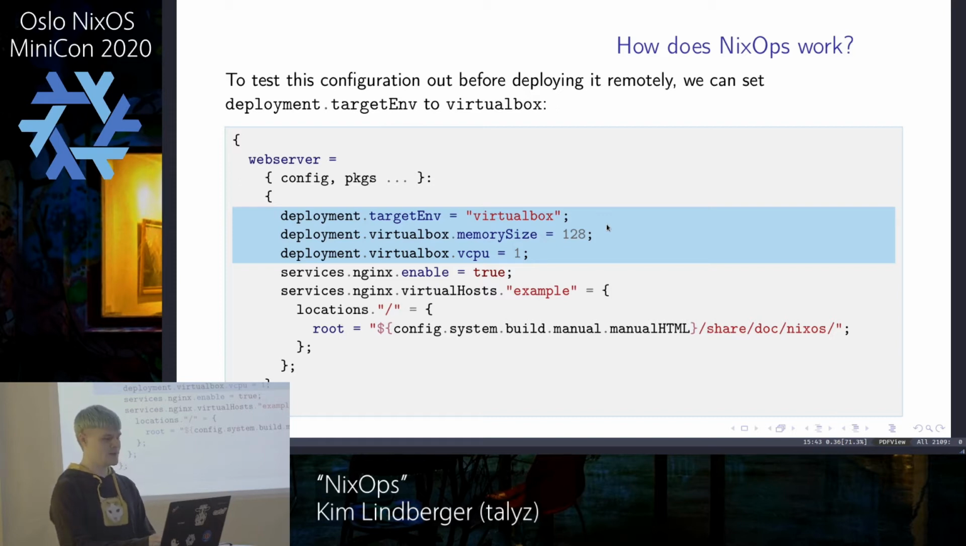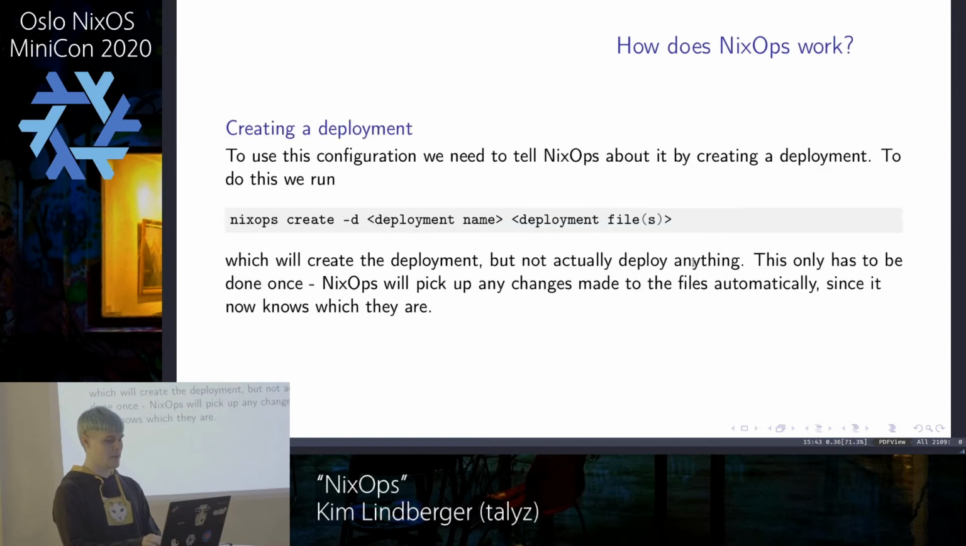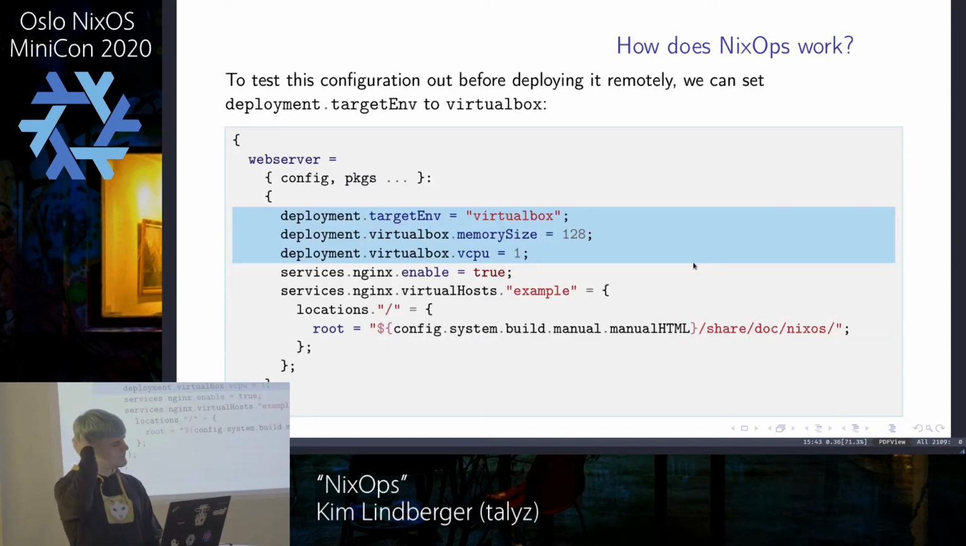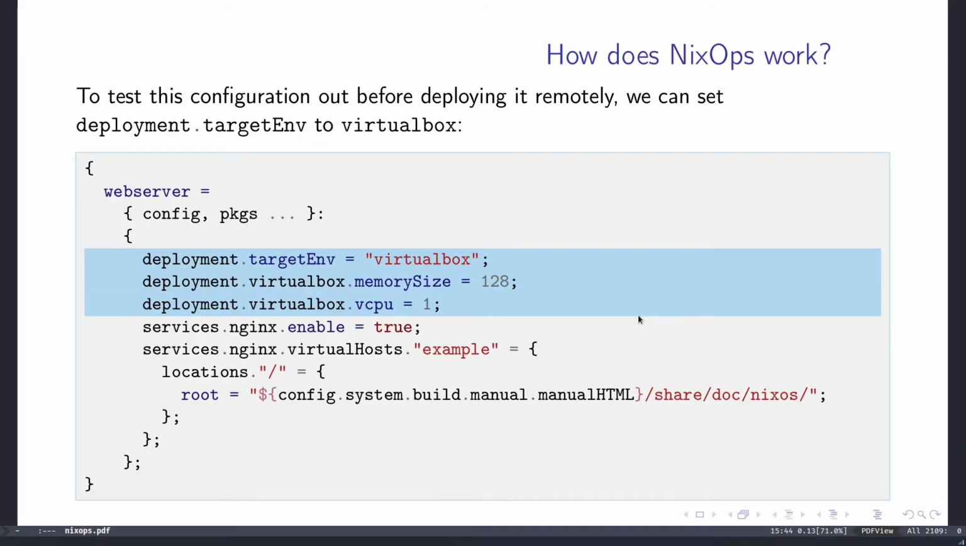But before we deploy to a production environment, we can test it out by deploying to VirtualBox by setting deployment.targetEnv to virtualbox. With this, NixOps will just create a VirtualBox VM and deploy to that. So you can test it out locally before actually deploying to a production environment.